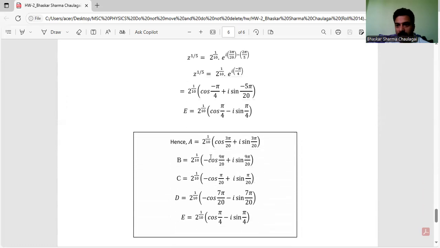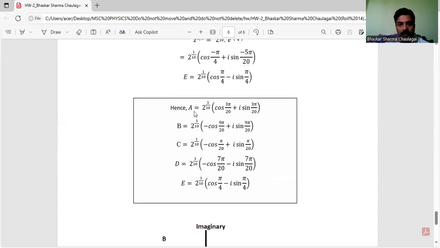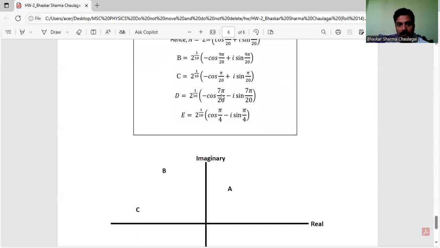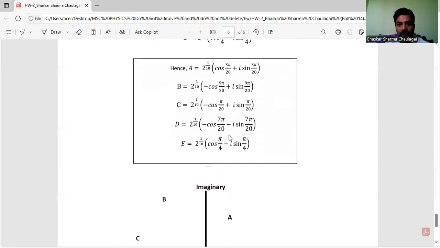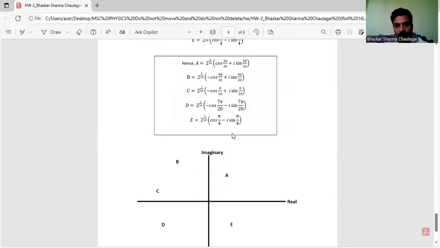And the final results that we can obtain of this complex number are listed here. So these are the 5 different values of the given complex number. And after that, we'll plot these values in an Argand diagram where we can see here the value of A, both the real part and imaginary part are positive, so A is placed in the first quadrant. Similarly, for value B, the real part is negative and the imaginary part is positive. So we have kept the value of B in the second quadrant.